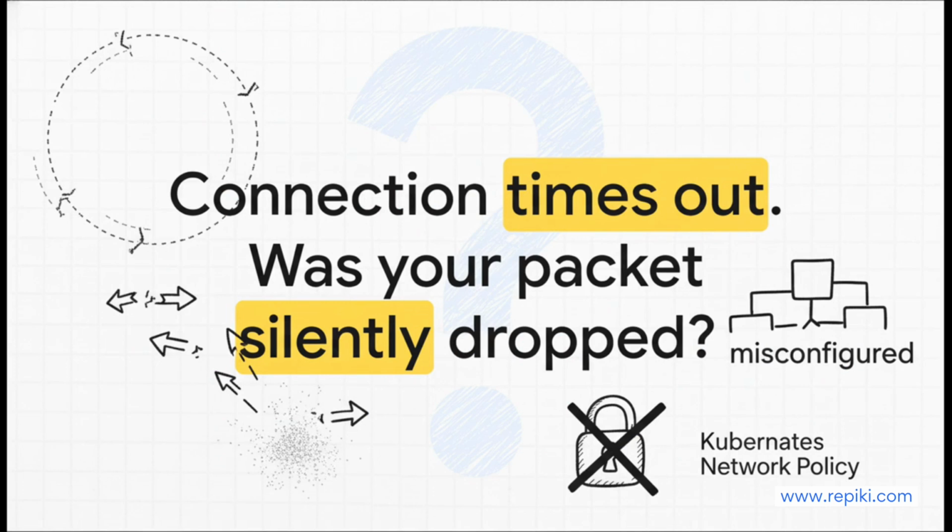Right, on to maybe the most frustrating problem of all, the silent drop. Your connection just hangs, and then it times out. You don't get refused, you just get nothing. Crickets. When this happens in Kubernetes, your number one suspect should always be a network policy.